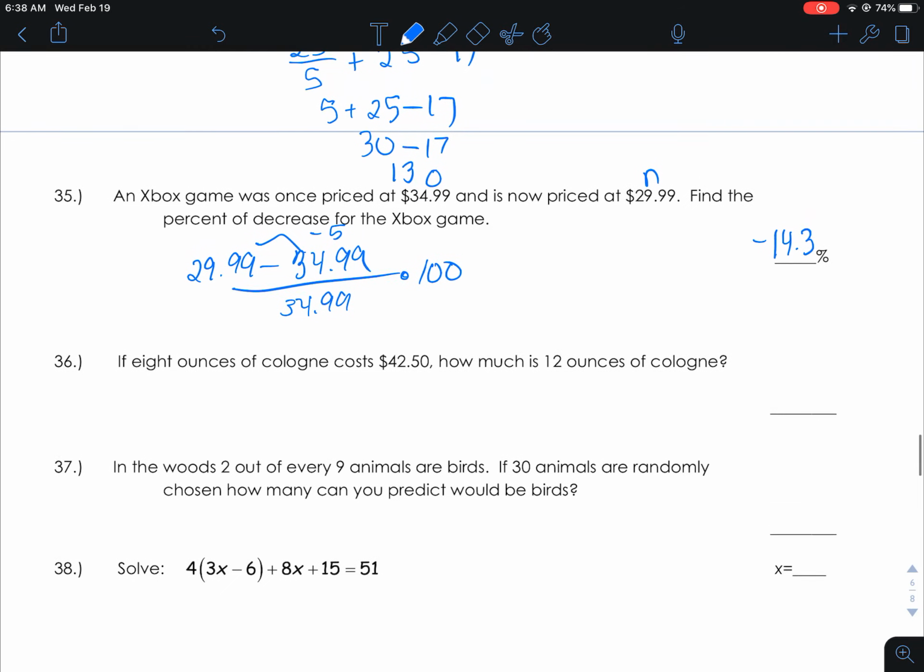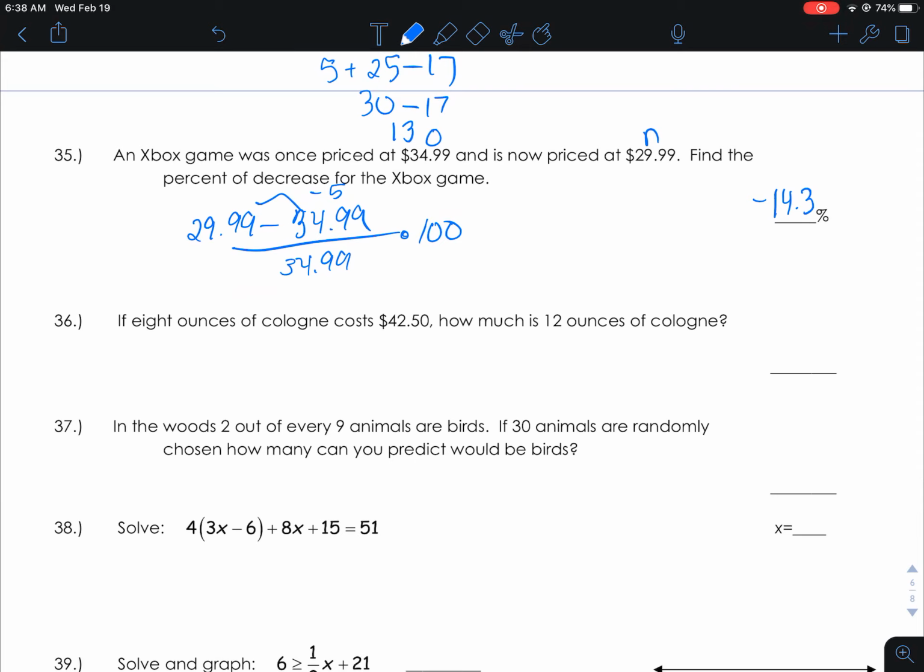Okay. If 8 ounces of cologne costs $42.50, how much does 12 ounces? So we're comparing things here. So that means we're going to use a proportion. So 8 ounces of cologne costs 42.50. So we're going to have the money on the bottom. How much is 12 ounces? So the cologne's on the top. And we don't know how much the cost is. So we're going to cross multiply to solve.